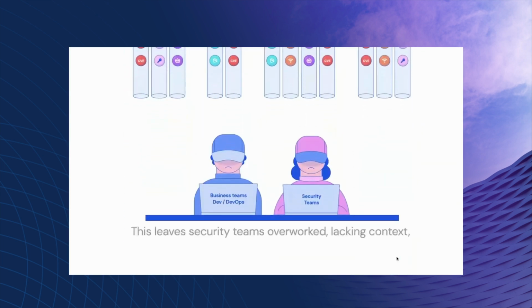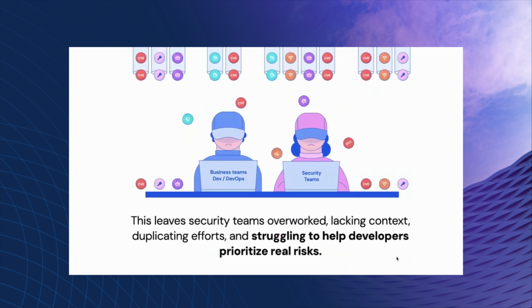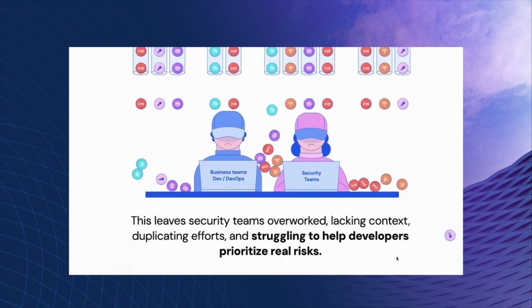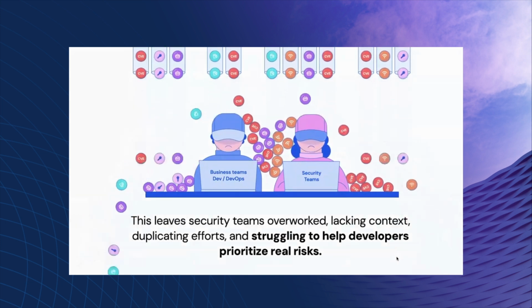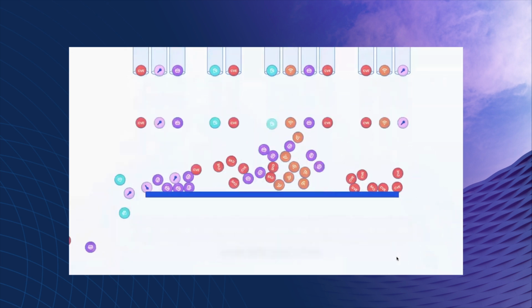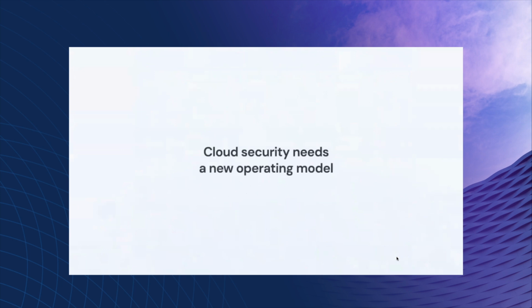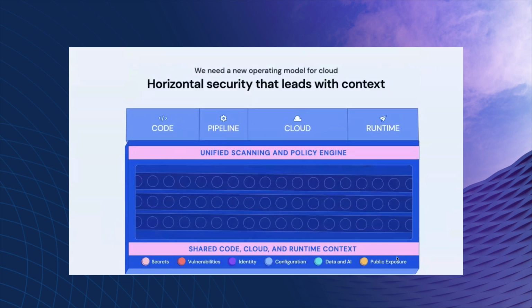And that's the understanding that basically business teams, DevOps, and development, as well as security teams, are inundated with alerts and threats. And a big part of these threats are, of course, vulnerabilities and misconfigurations. This leaves security teams overworked. Their vulnerabilities lack context. They create duplicative efforts. And frankly, they're struggling to help developers prioritize real risks. And guess what? This is also hitting IT. These vulnerabilities have to be patched. And so the cloud security mode of operation needs a new operating model.